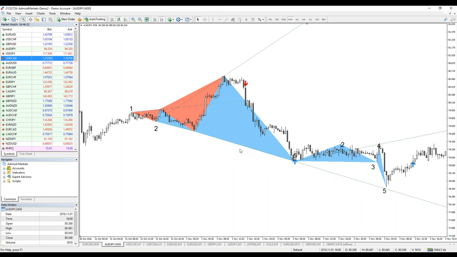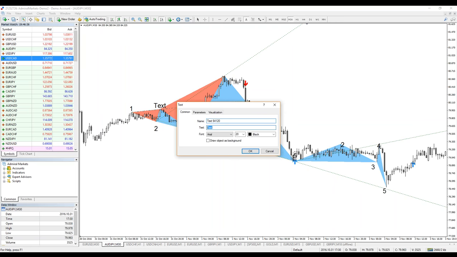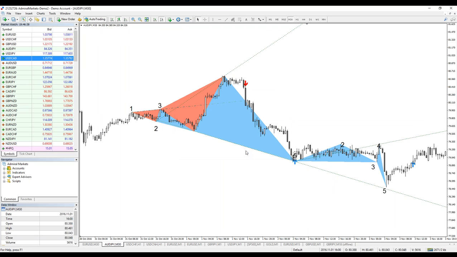Point 3 is the top of the first bounce. So after point 2, we have the top of the first bounce. The first bounce, guys, okay? First bounce is this one. Point 3. Point 4 is the bottom of the decline after point 3, okay? After point 3, the bottom of the decline. So point 4.